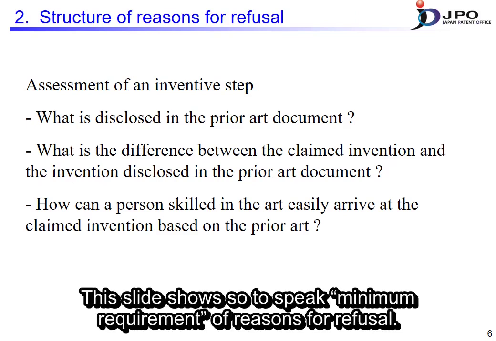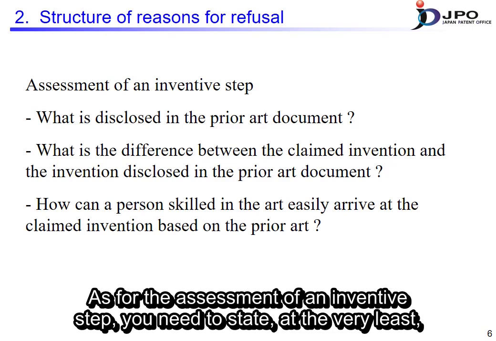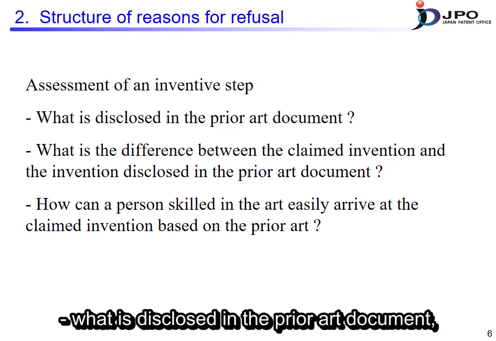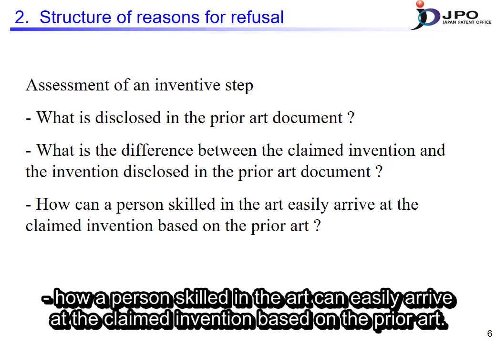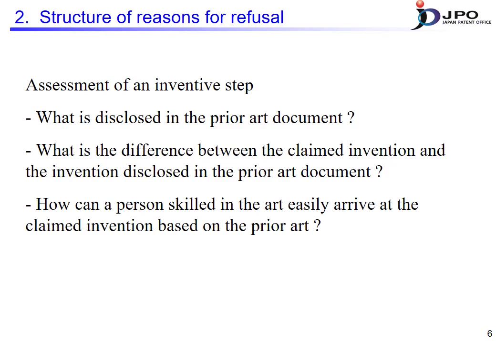This slide shows, so to speak, the minimum requirement of reasons for refusal. As for the assessment of an inventive step, you need to state, at the very least, what is disclosed in the prior art document, what is the difference between the claimed invention and the invention disclosed in the prior art document, and how a person skilled in the art can easily arrive at the claimed invention based on the prior art.